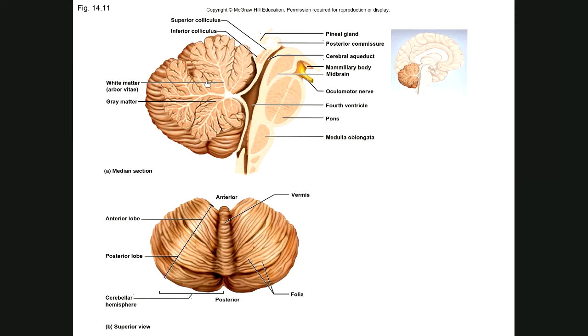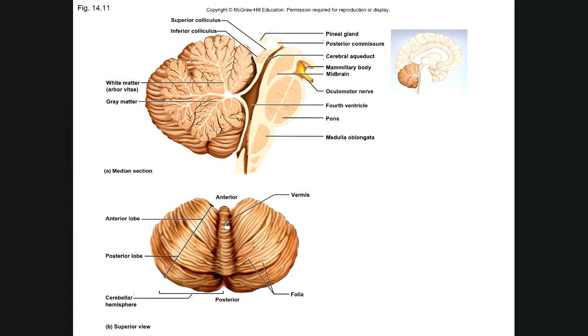If you look at the cerebellum, it also consists of two halves, described here as cerebellar hemispheres. In between the cerebellar hemispheres, there's a worm-like shaped structure that connects both halves. We call that the vermis. The word vermis, I believe it's Latin, means worm. So that connects both halves of the cerebellum.